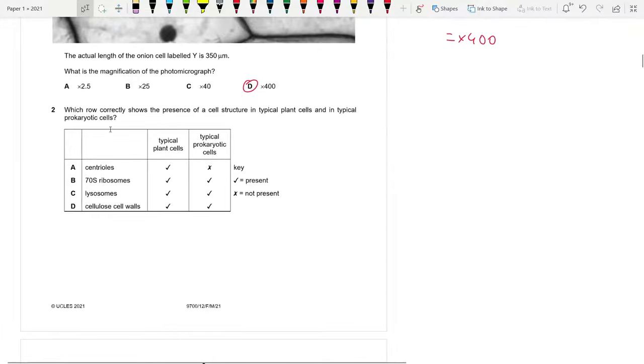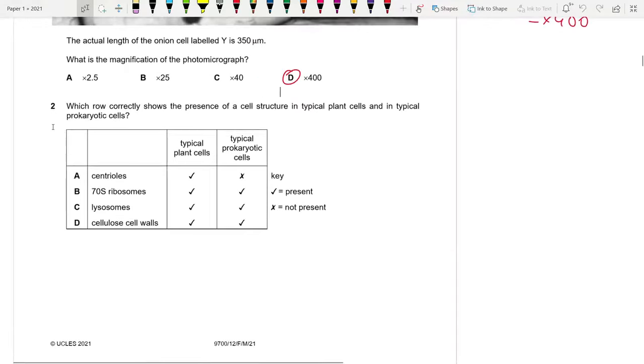Moving on. Which row correctly shows the presence of a cell structure in typical plant cells and in typical prokaryotic cells? Remember, plant cells do not have centrioles. So A is wrong. Plant cells do have 70s ribosomes in their chloroplasts, and typical prokaryotic cells also have it. So 2B is right. Why are 2C and D wrong? Prokaryotes do not have cellulose cell walls and they do not have lysosomes. They don't have membranous organelles anyway.